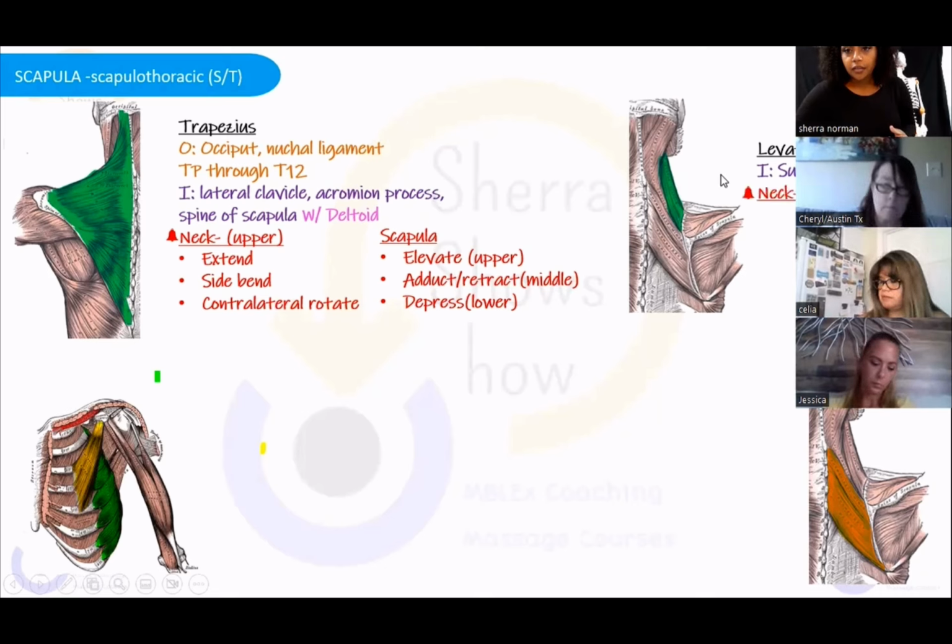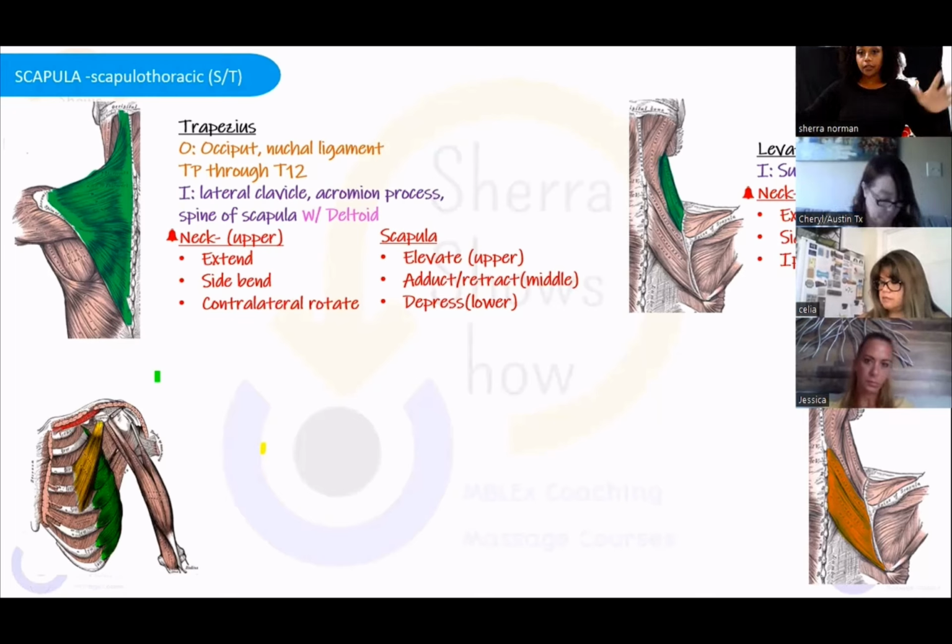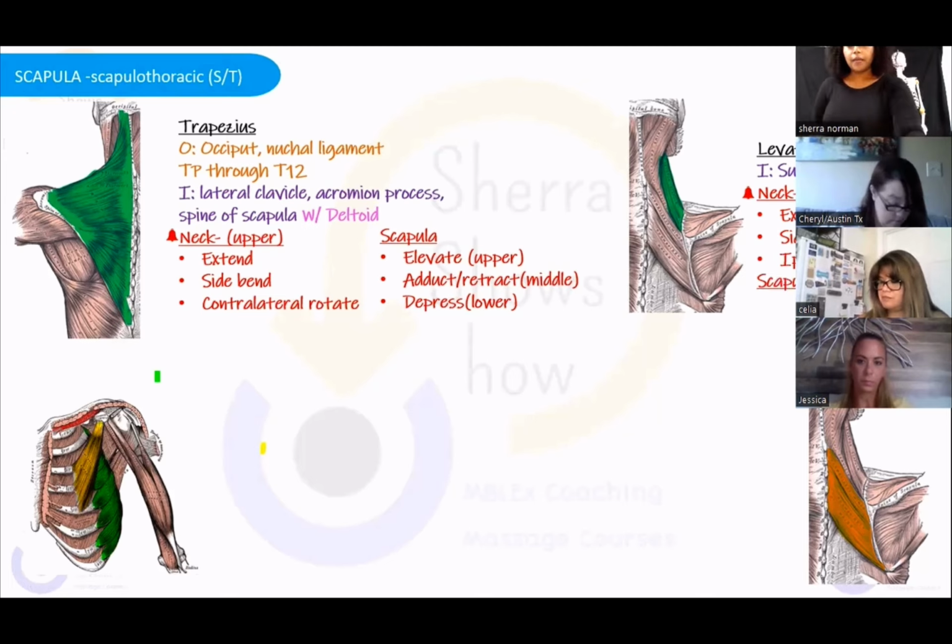And it's a neck muscle, first and foremost. So it's going to extend, side bend, and ipsilaterally rotate. No contralateral rotation, regular schmegular. The right side is going to pull you to the right, left side is going to pull you to the left. But it's also going to elevate the scapula because it is the levator scapula.